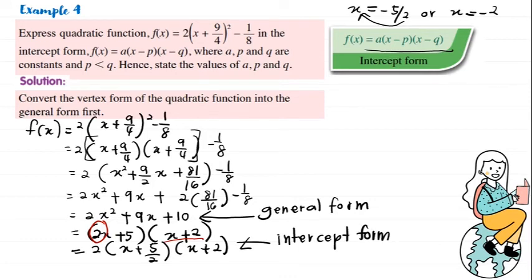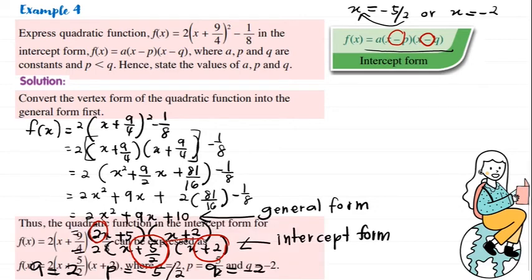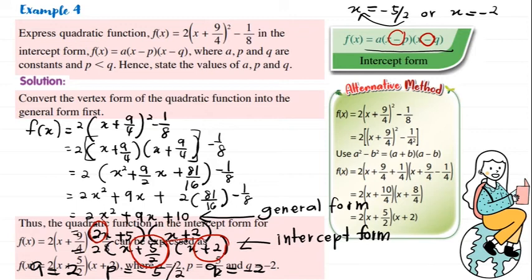Okay, so what is the value of a? So a here is equal to 2. What is the value of p? P is here. And this is q. Okay, so p, if you observe here in the formula, it is negative. So the value of p is negative 5 over 2. And the value of q is negative 2. Okay. The alternative method you can use here, I don't want to teach you the alternative method, so you can refer by your own.